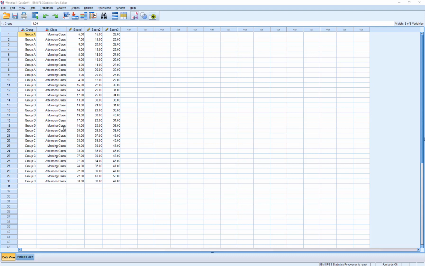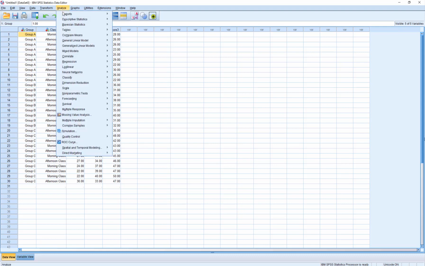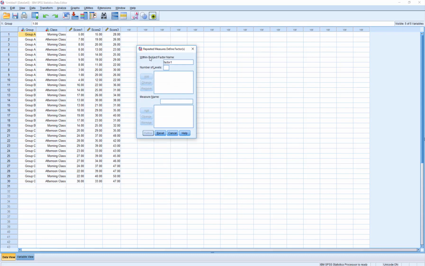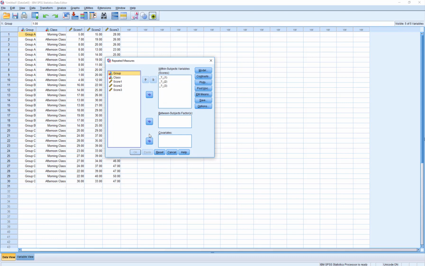In order to run the repeated measures ANOVA, I'll click on Analyze, General Linear Model, Repeated Measures. The first window that appears wants us to name the within subject factor. It calls it factor 1 by default. I'm going to give it something more meaningful to what the variables were originally, scores. The number of levels, I have 3. As you can see here, 1, 2, and 3. I add the factor, I click Define, and a new window appears.